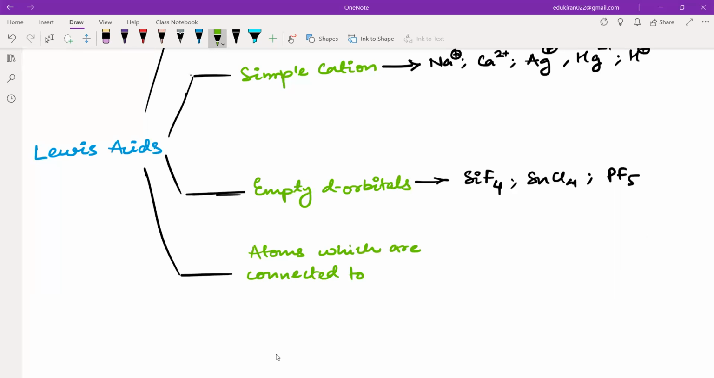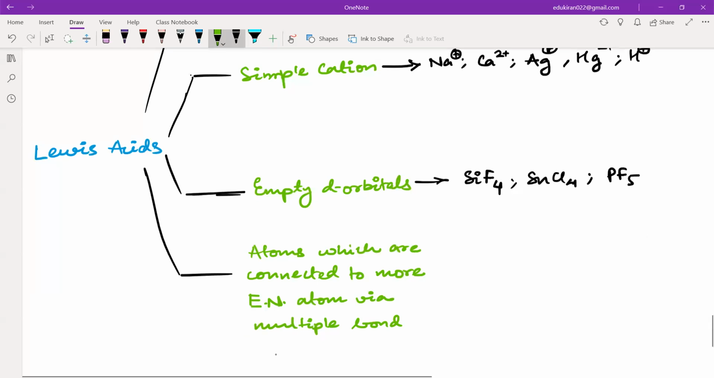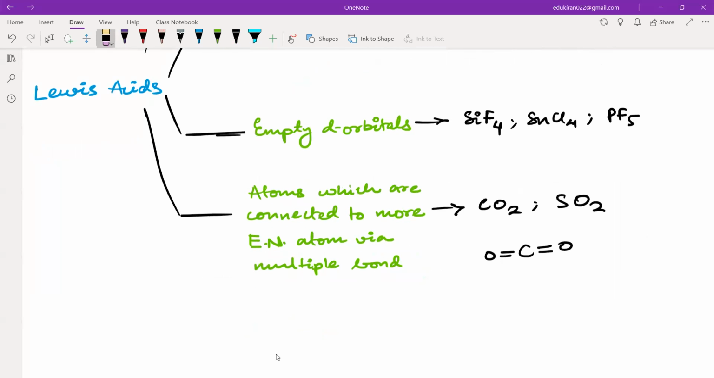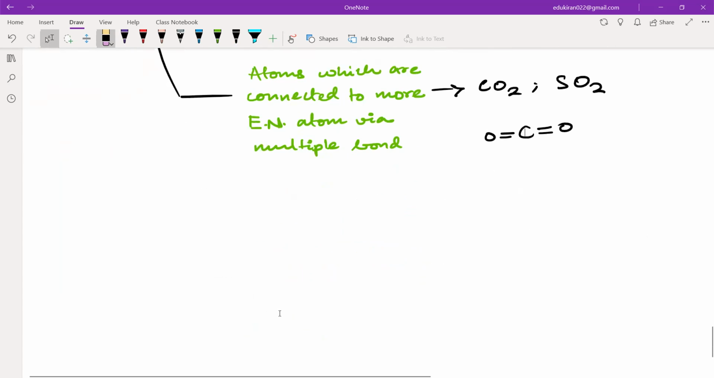Atoms which are connected to a more electronegative atom via multiple bond. So for example, now this is going to be interesting. I will show you some examples here. Carbon dioxide, SO2. So carbon dioxide is C double bond O, C double bond O, right? So this carbon has a very high delta positive charge, and that is why it is able to accept a pair of electrons. Now let me show you a reaction in which we have the first case, that is BF3.